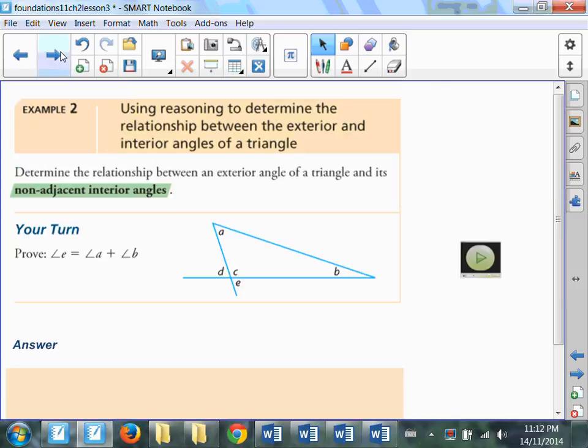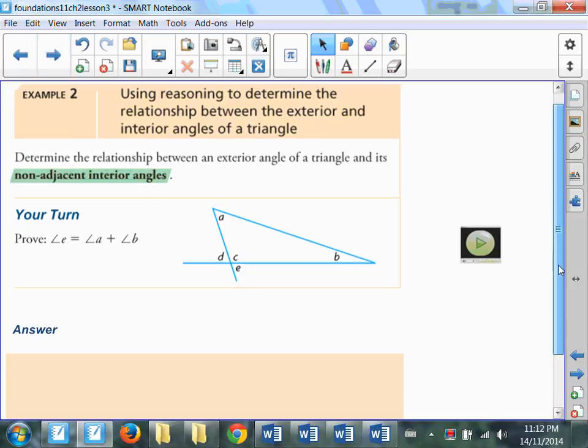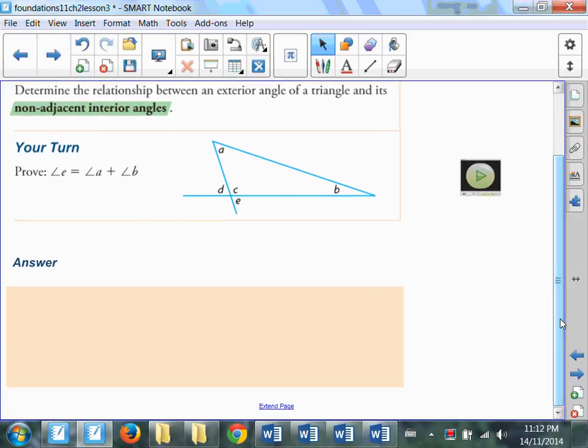So now, here's an example. Prove that angle E is equal to angle A plus B. So we've got a picture here and it wants us to show it. So why don't we watch this video that will enlighten us on why that's the case.